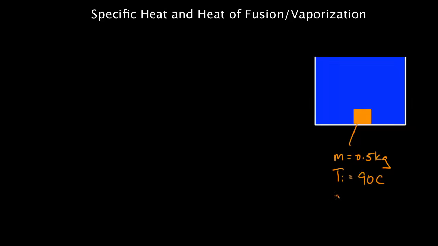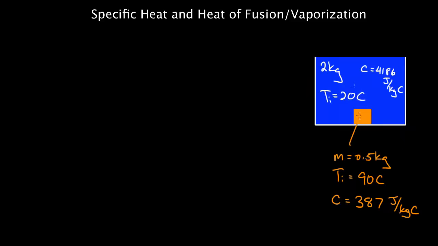We'll need to know the specific heat of copper, and it turns out the specific heat of copper is 387. And let's say the water has the same properties it had initially. There were 2 kilograms of it. The specific heat is always 4,186 for water. And let's say it started at a temperature of 20 degrees Celsius. So we know the equilibrium temperature, the temperature at which these are going to meet, is somewhere between 20 and 90. We have to figure out exactly where it's going to be.